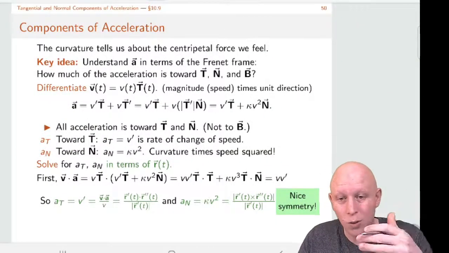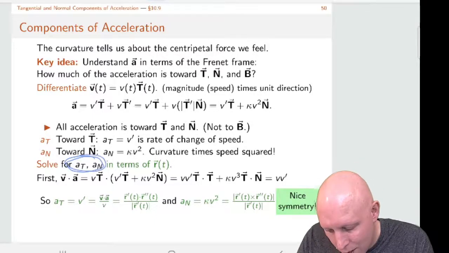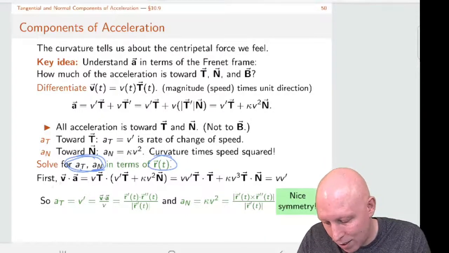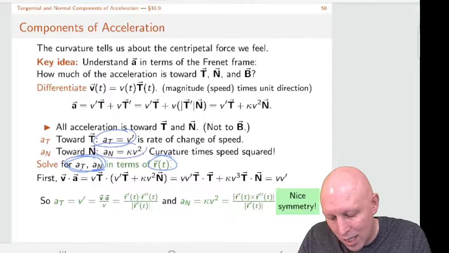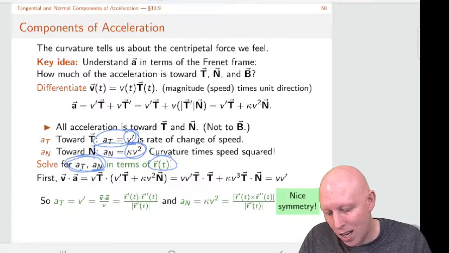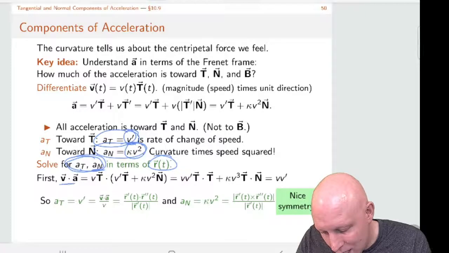If you go through all the little bits here, how we want to solve for this a of t and a sub n as functions of r of t, well, you can go through and write down some information to get the ideas of how you can look at v primed and k times v squared in terms of a quantity that's v dot a.